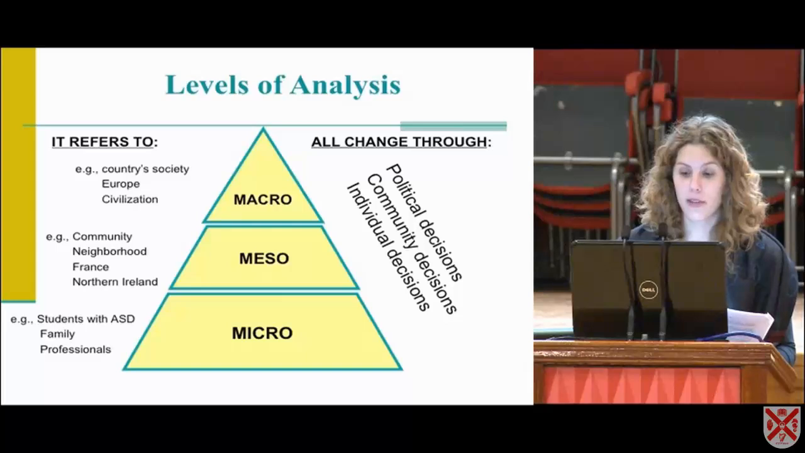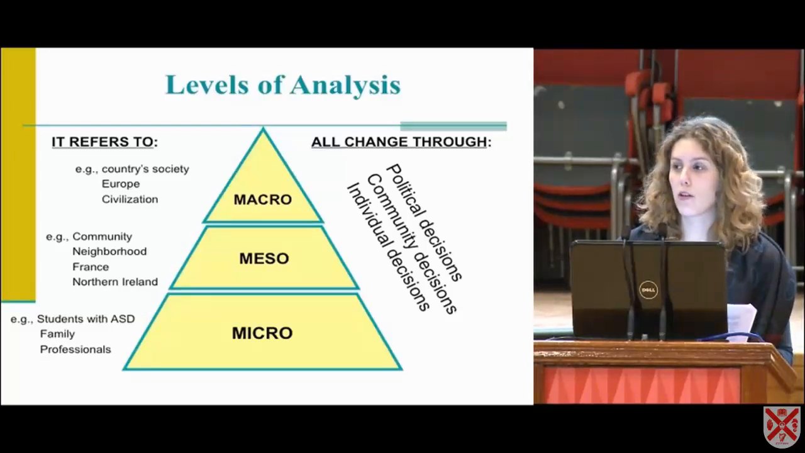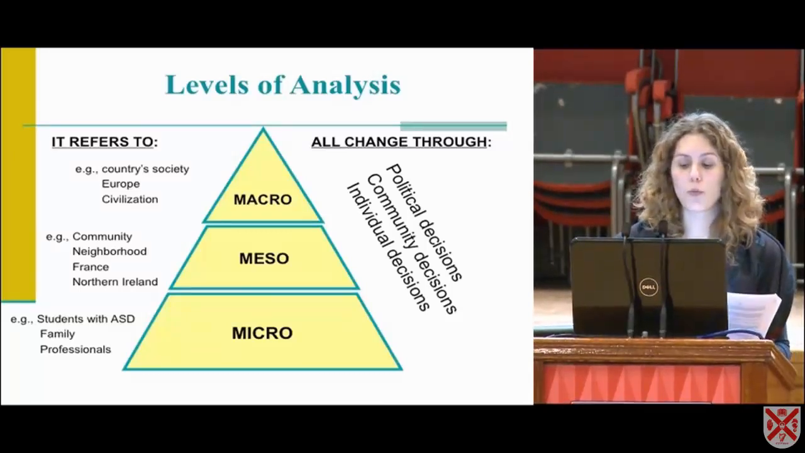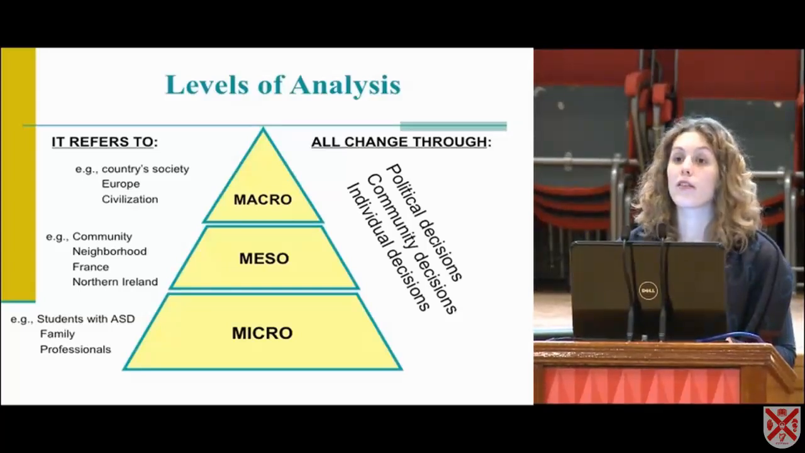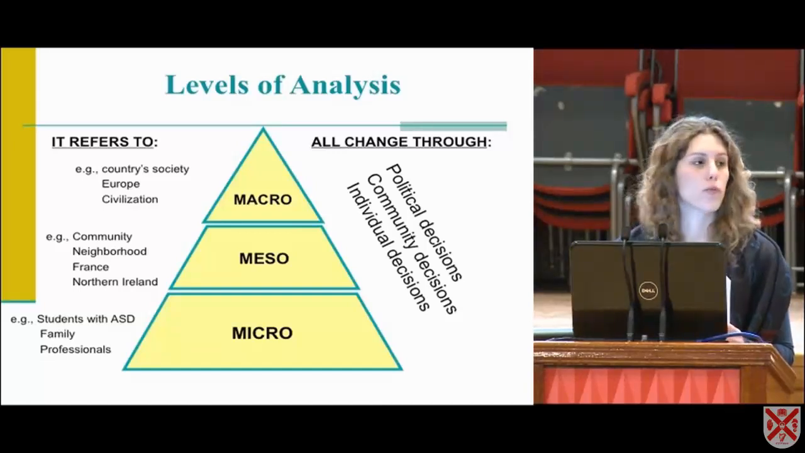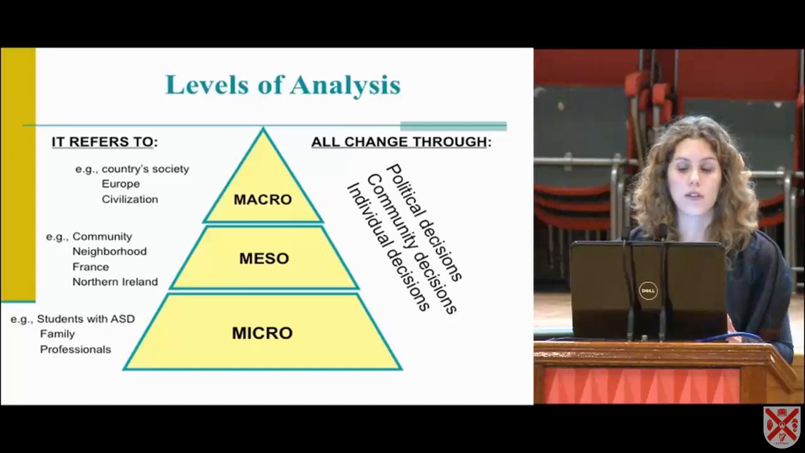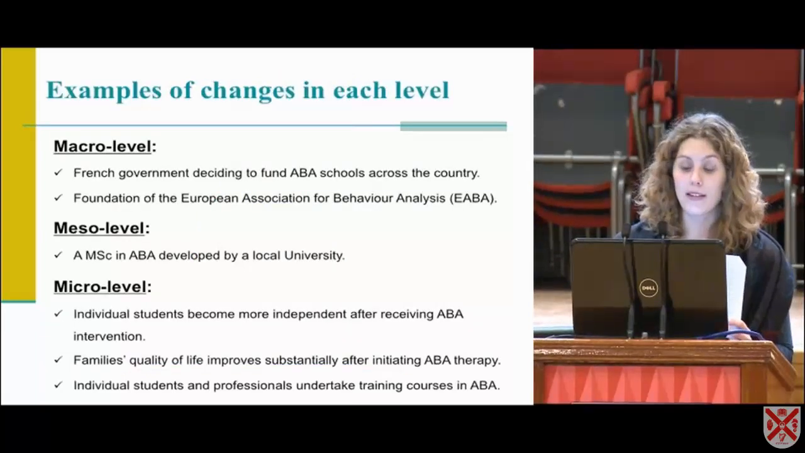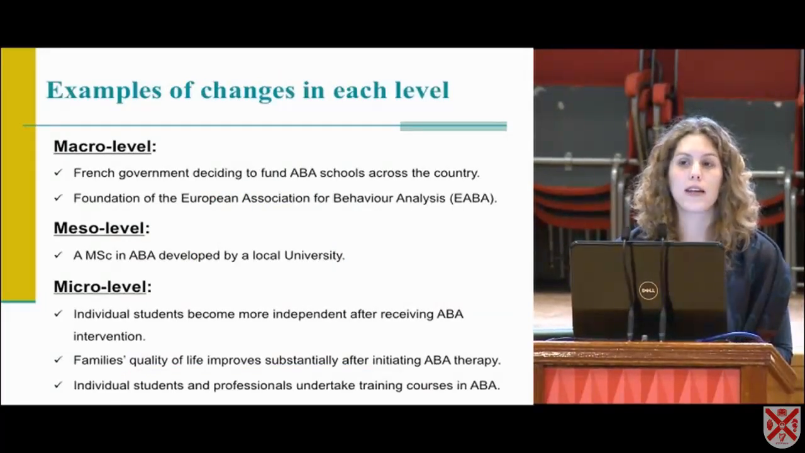So I will give some examples. So first of all, I think that we can achieve changes in these 3 levels through individual decisions, like our decision of coming here today and learning some new things about how we can be more effective in teaching. Community decisions, like a parents' association that makes a decision to offer an outdoor activity for a group of children with ASD so that they can increase their social interactions, and political decisions. So political decisions are on the top of the pyramid, but they are obviously influenced by individual decisions and by community decisions. So I will give some examples of real changes that have been achieved in all the 3 levels.